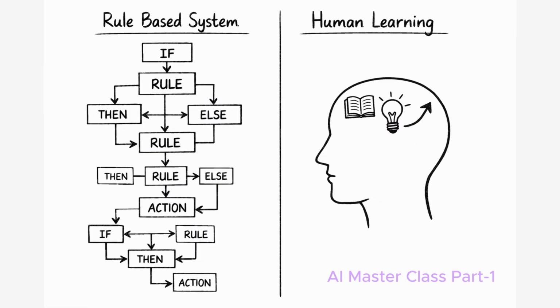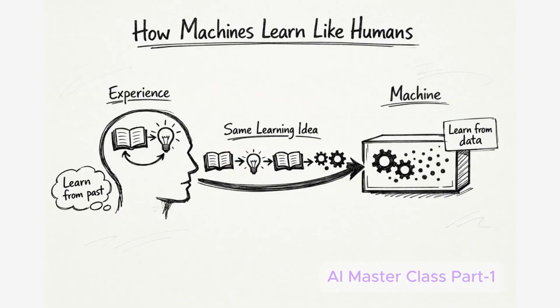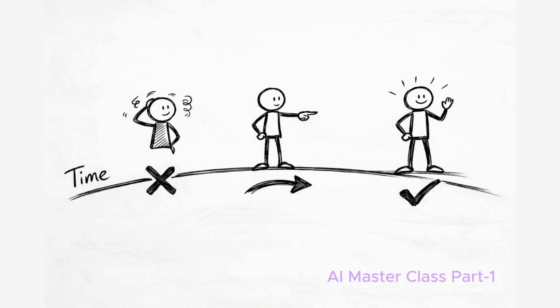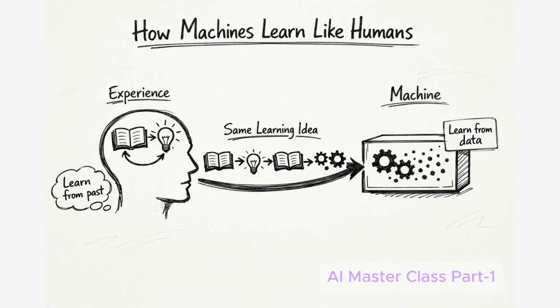If we look at ourselves, humans do not become intelligent by following some hard coded rules. We learn from our experiences and also from the experiences of other people around us. Over time, this learning shapes the way we think and helps us make better decisions in the future. We apply the same idea to machines.